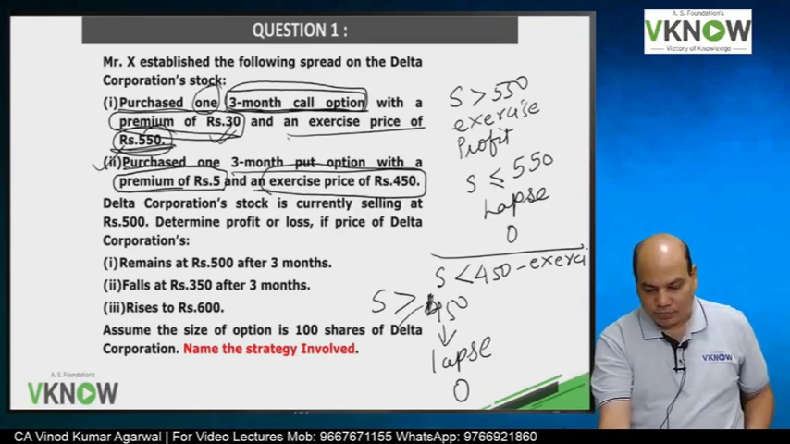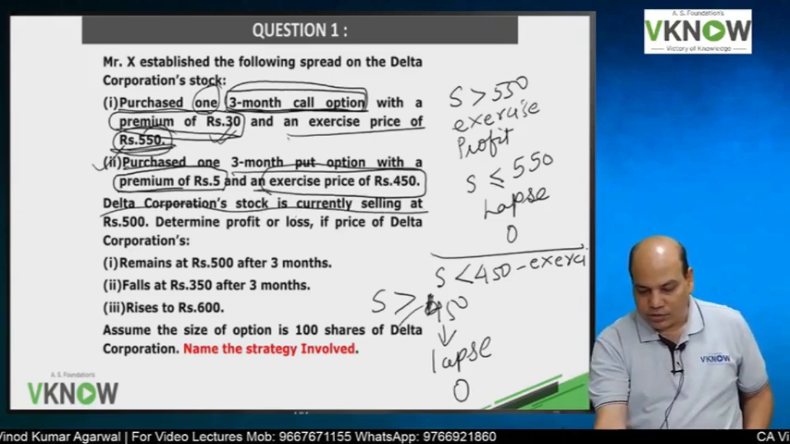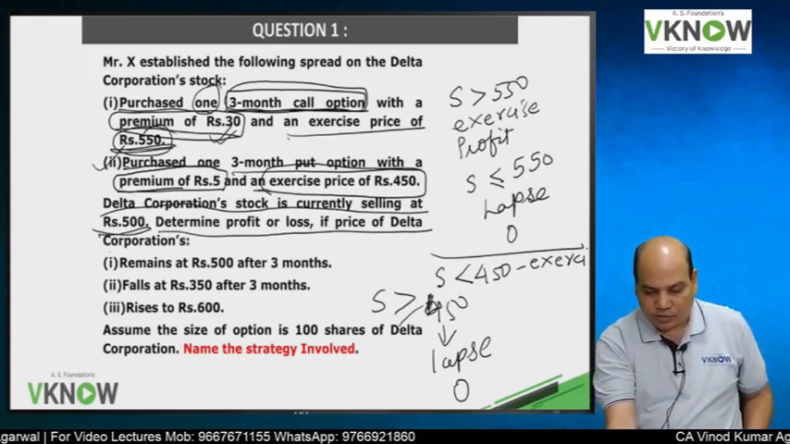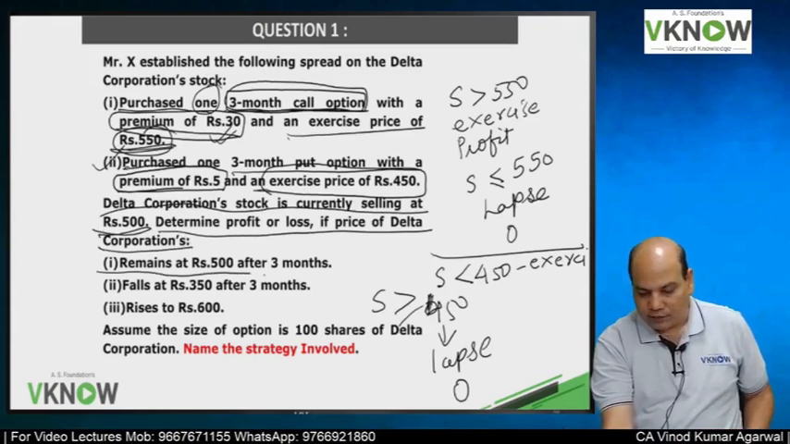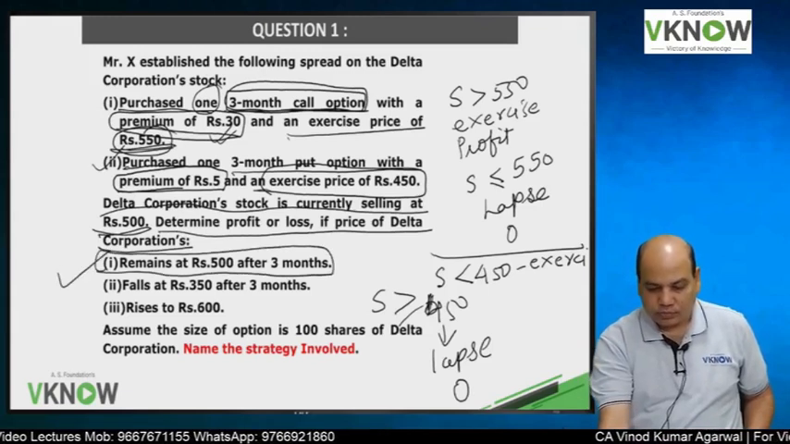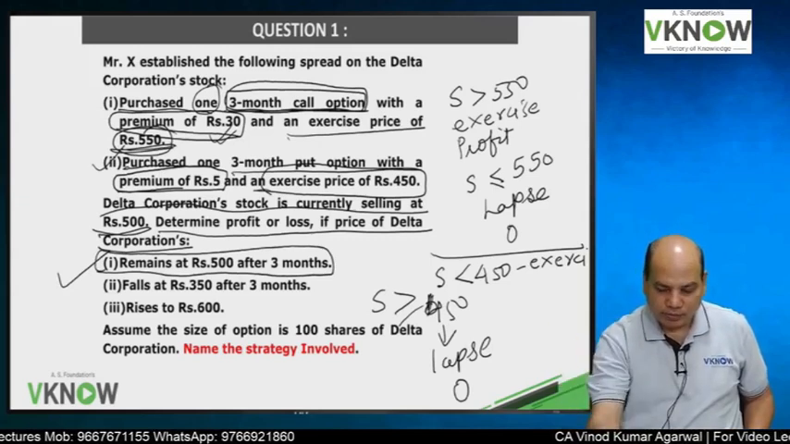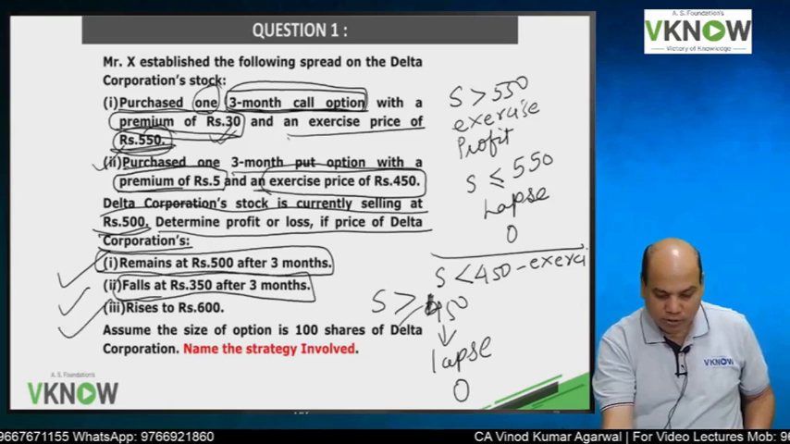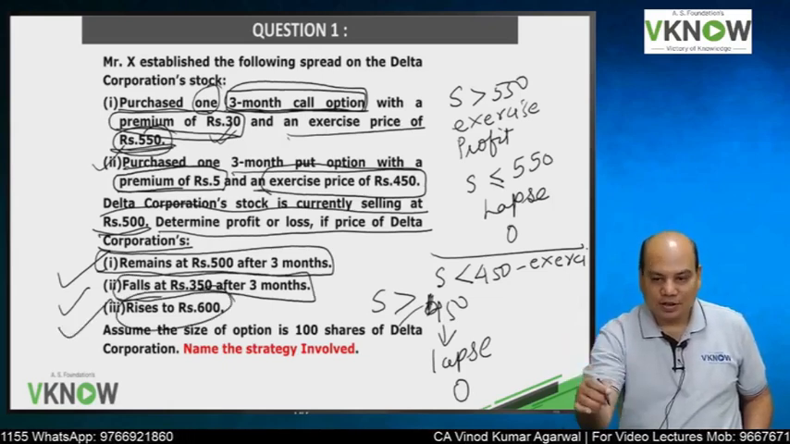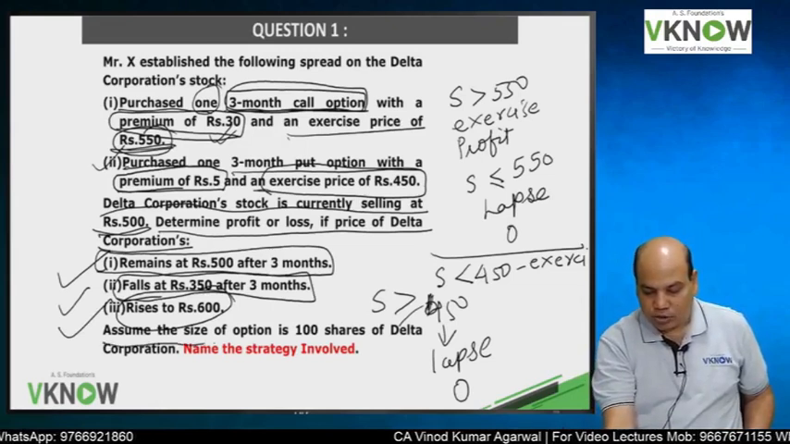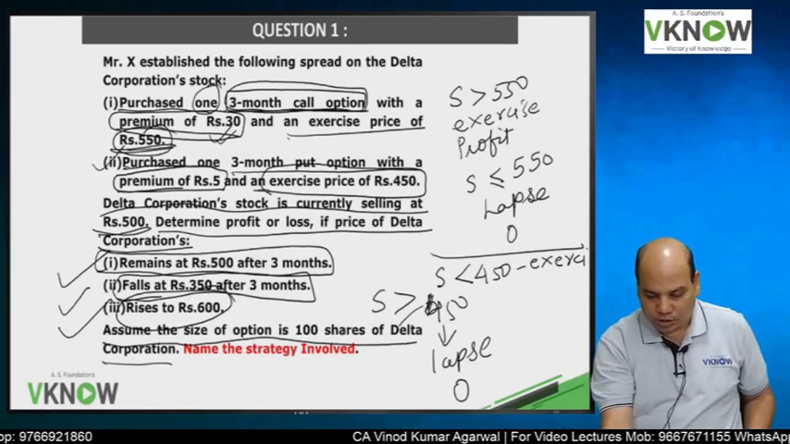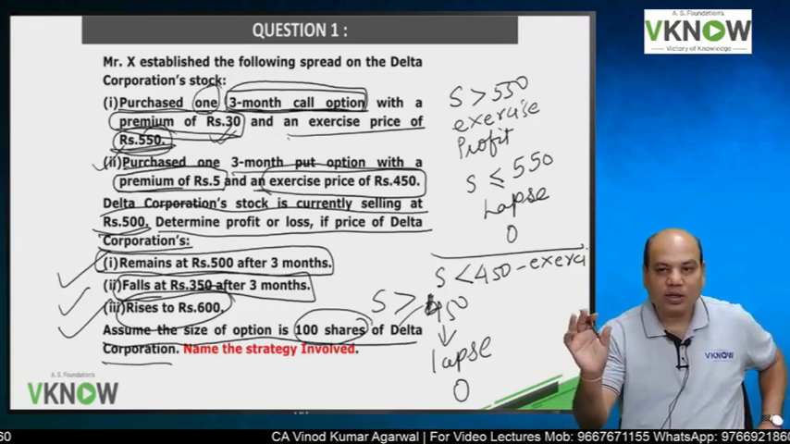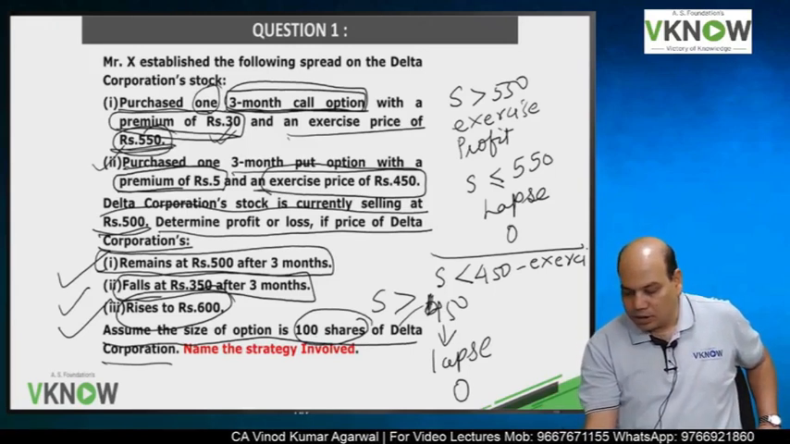Now the question is, Delta Corporation stock is currently selling at 500. Today's price. Calculate profit or loss if the price of Delta Corporation remains at 500 after 3 months. Situation 1, the price remains 500. Situation 2, price goes down to 350. And third, the price goes up to 600 rupees. Assume the size of the option is 100 shares of Delta Corporation. One option has how many units? 100 shares. So your final answer multiply by 100. Your final answer will multiply by 100.